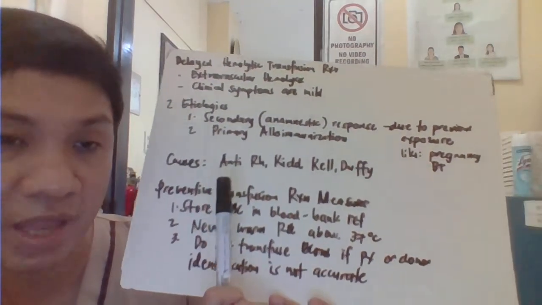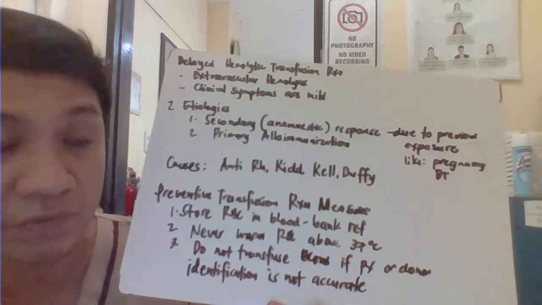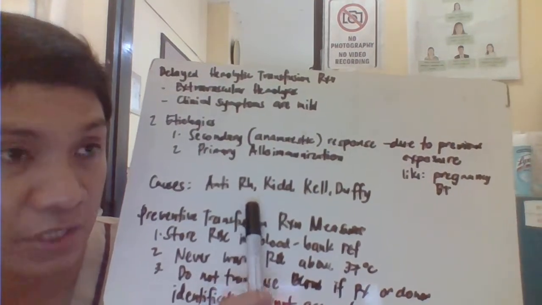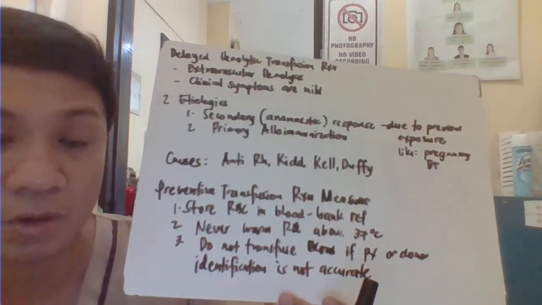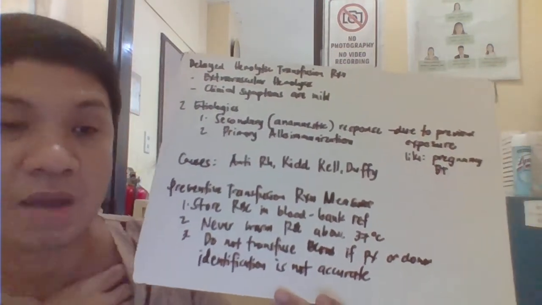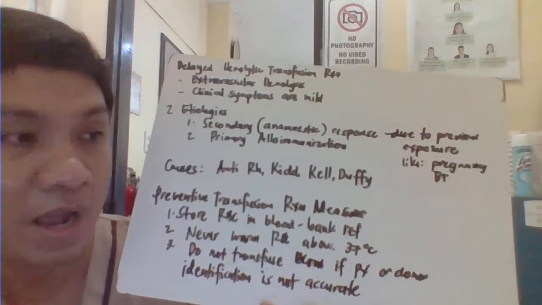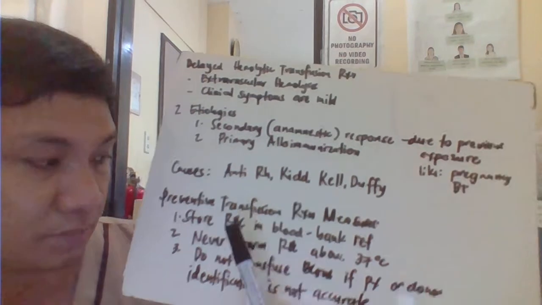Okay, we have here the offending antibodies, which are your IgG antibodies, causing our delayed transfusion reaction: your Rh, your Kidd, your Duffy, and your Kell blood group systems. But as we have discussed in other blood group systems, the majority, 75%, of our delayed transfusion reactions are related to your Kidd antibody.